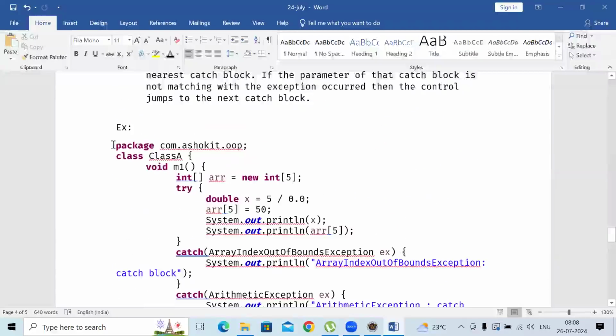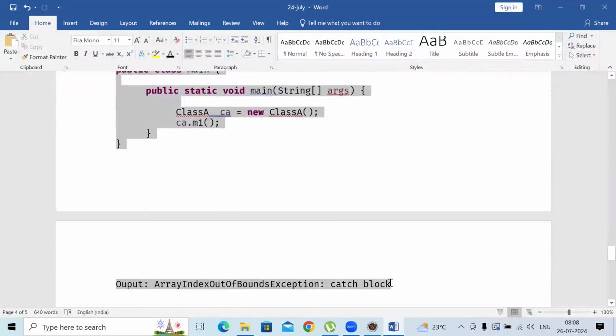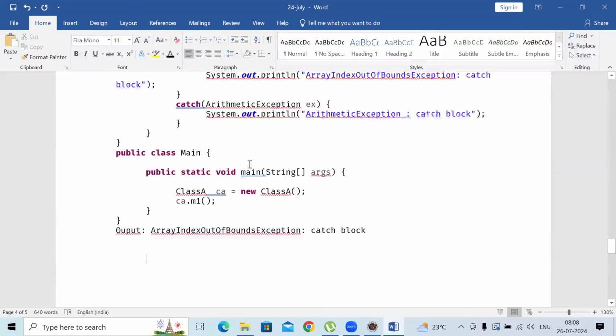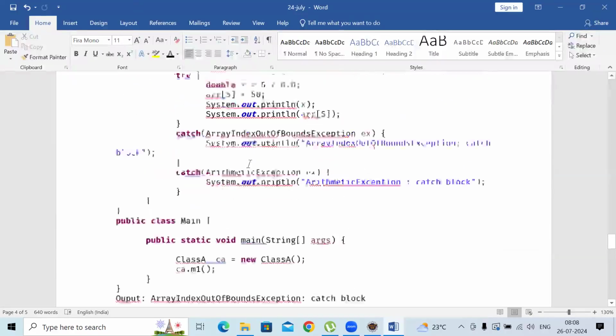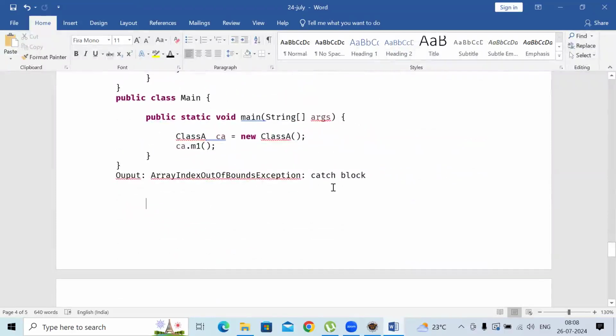Okay. Just want to decrease the font size so that we can get the output also in the same page. That's good. Okay, now we are getting the ArrayIndexOutOfBoundsException catch block output. This is the output.